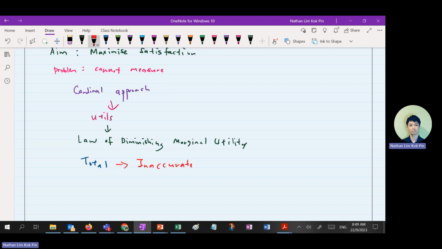For example, if I give you 100 slices of cake and ask you what's the total satisfaction, you have no idea. Although I know 1 to 10 is for one slice, so 100 slices of cake is 1,000. But if I ask you to measure yourself what's the total satisfaction after you eat 1,000 slices of cake, you'll be like, huh? I have no idea. Makes sense?